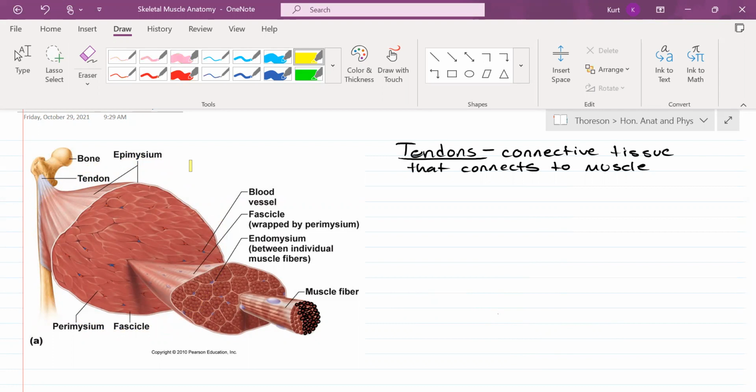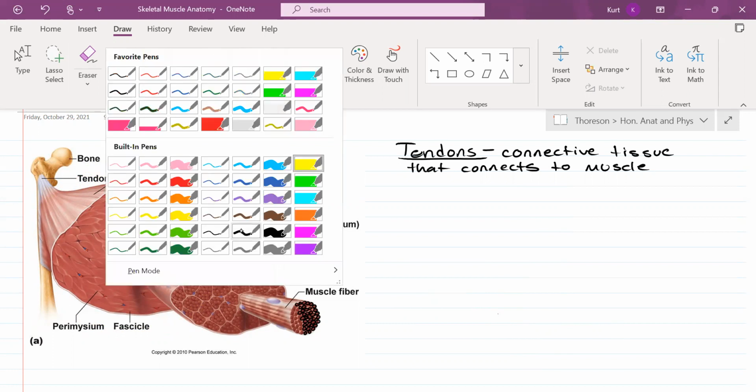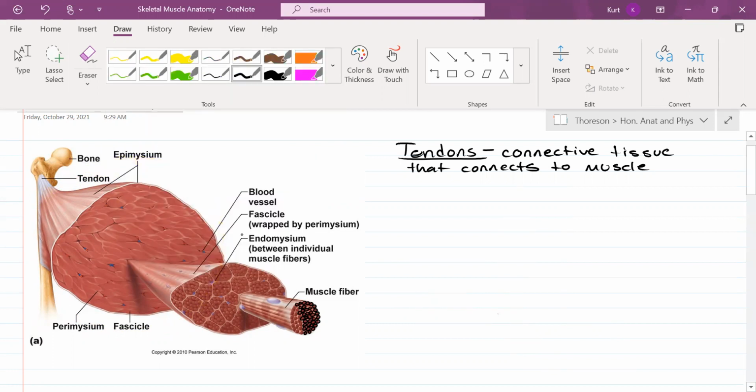Yes, Sloan. Oh, I was just wondering, like the muscles when you stretch out your face, are they tendons? Some of them are. Yep.